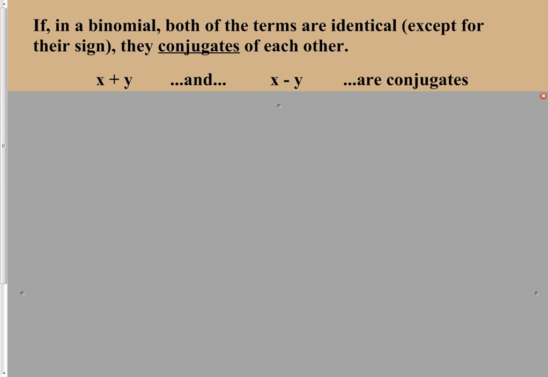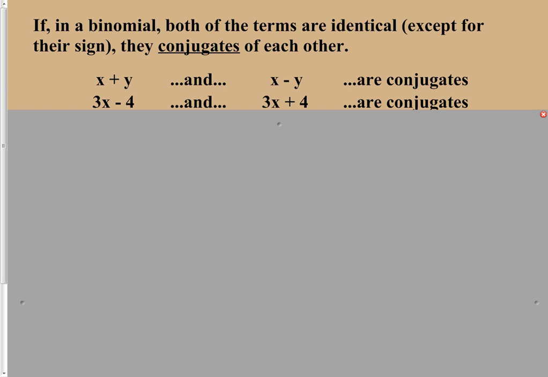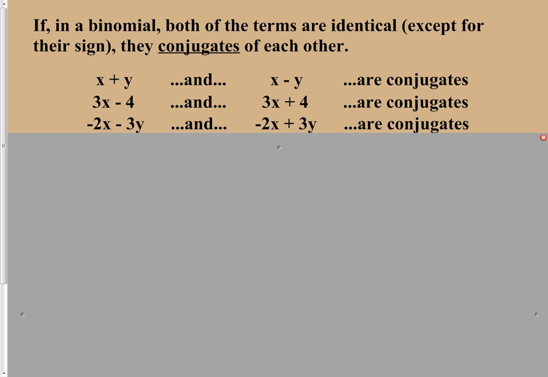Okay, and there's a very simplistic one right there. Okay, we have two binomials. You can see that each of them has an x term, each of them has a y term, and the only difference is the sign between them. x plus y and x minus y are what we call conjugates. Similarly, 3x minus 4, 3x plus 4. Negative 2x minus 3y, negative 2x plus 3y. These are all examples of conjugates.